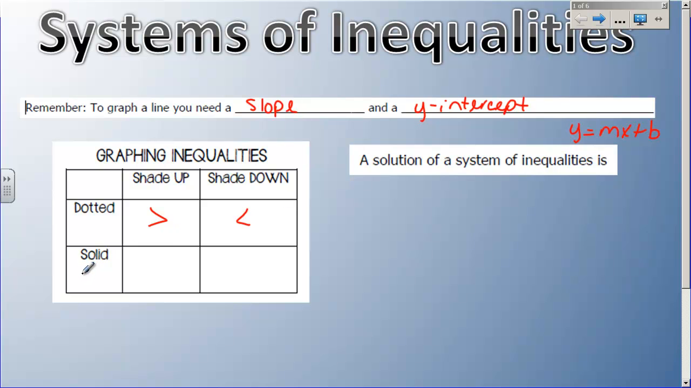If you are going to graph an inequality and it needs to have a solid line, then it will either be greater than or equal to, or less than or equal to. And again, greater than shade up, less than shade down. We will practice this. Hopefully it will stick, but it's important to write this down so you can refer to this.